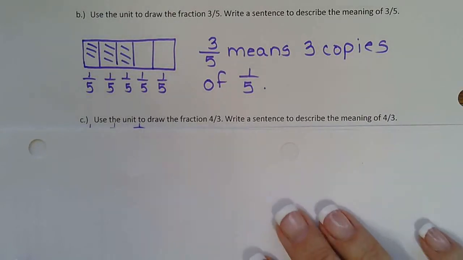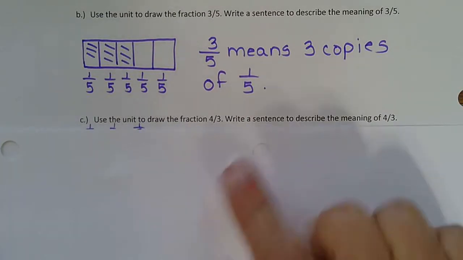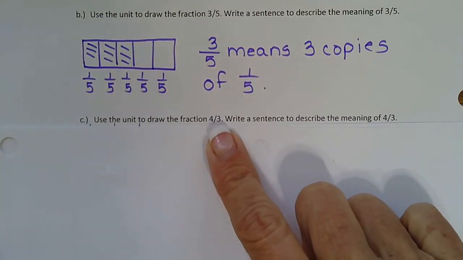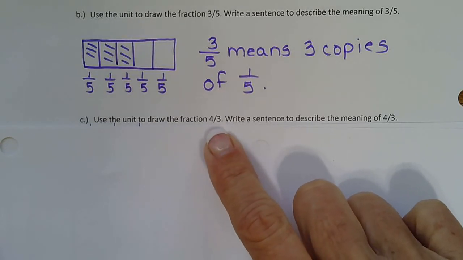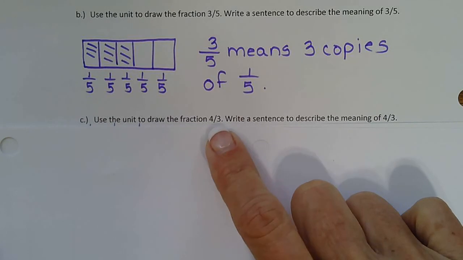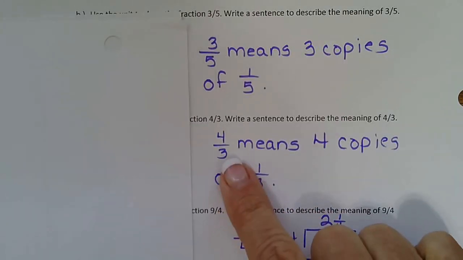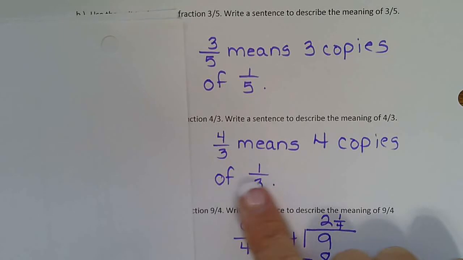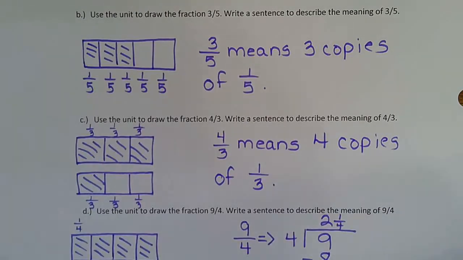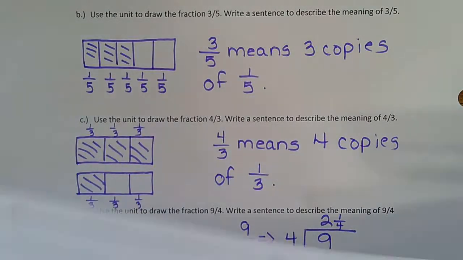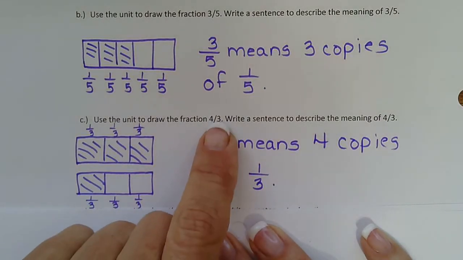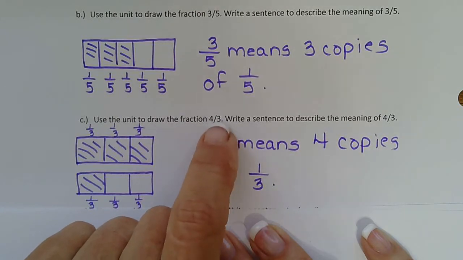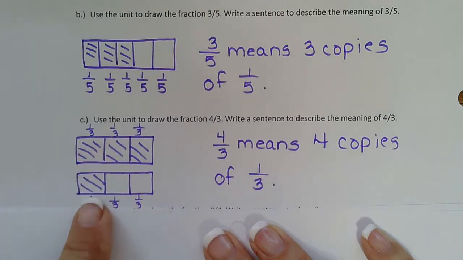Next, we have 4/3. And does everybody remember 3/3 equals 1? So 4/3 is over 1. So do you agree I'm going to need 2 rectangles? 4/3 means 4 copies of 1/3. Set up 2 rectangles. And that's because 4/3 is 1 and 1/3. But even if you didn't know that, you should know it's over 1, which tells you to make 2 rectangles.